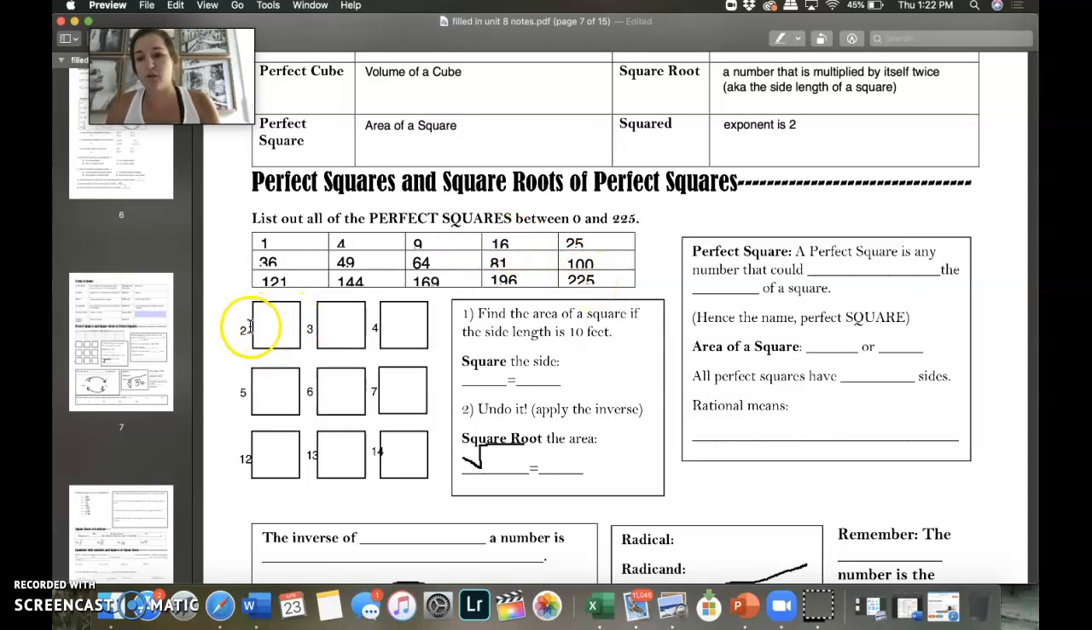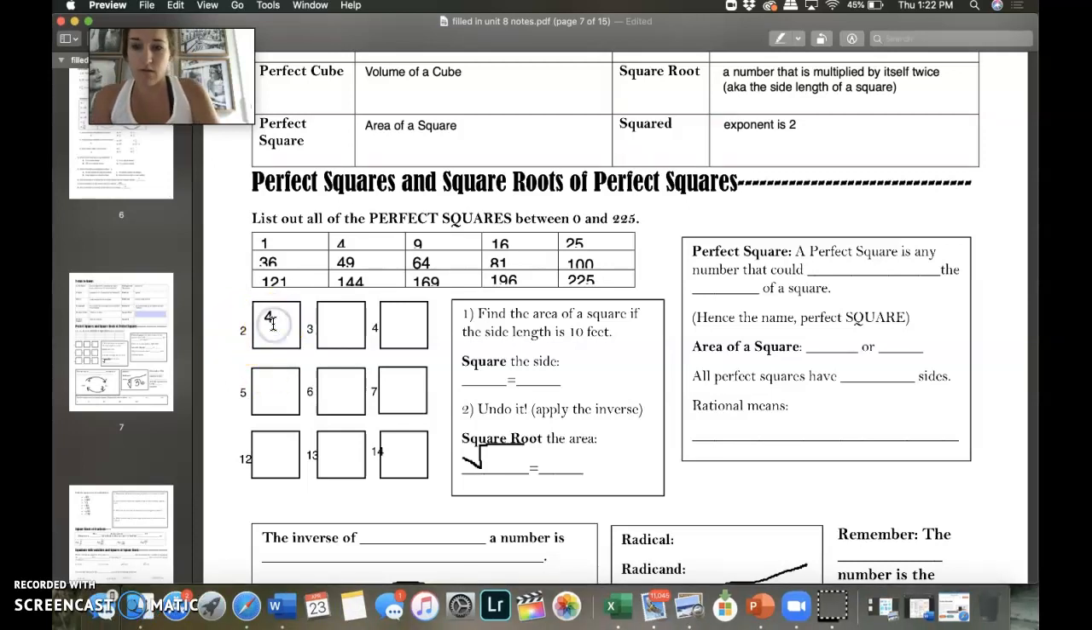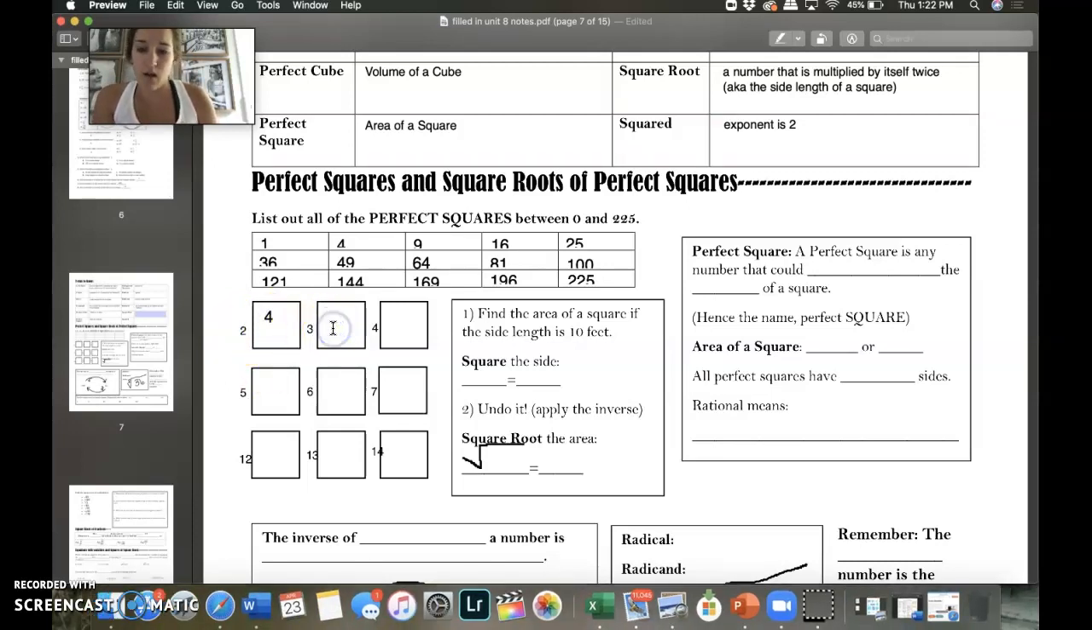All right, so let's go through these. So here I'm giving you the side length of the square, and I want to know the area. So 2 is the square root of what? Well, it's the side, and 2 times 2 is 4. So 4 is the perfect square. 3 times 3 is 9. 4 times 4 is 16.